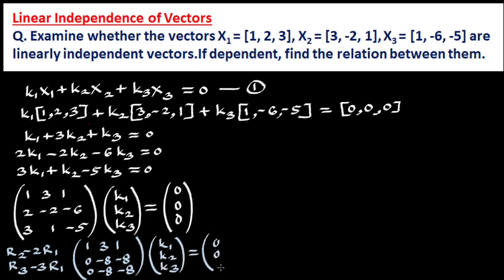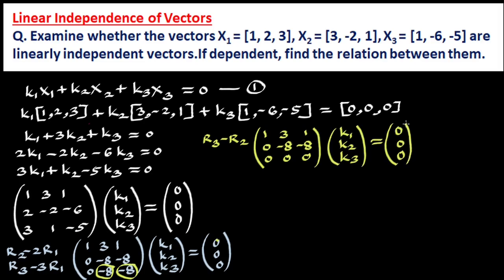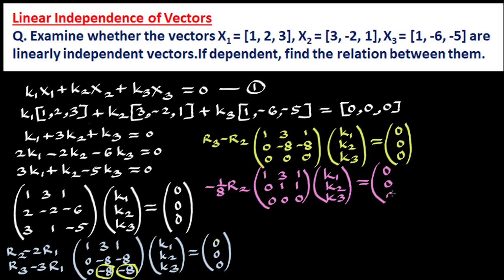Rest is the same. Next we will make this minus 8 and this minus 8 0 by performing operations R3 minus R2. That gives third row 0 0 0. Second row 0 minus 8 minus 8. And rest of the things as they are. Minus 1 by 8 R2. That gives second row 0 1 1, and rest of the things remaining the same.